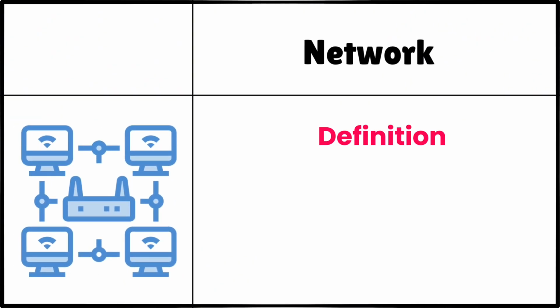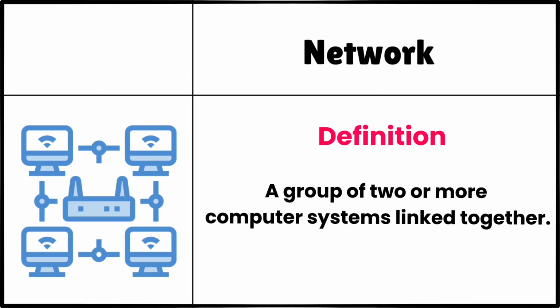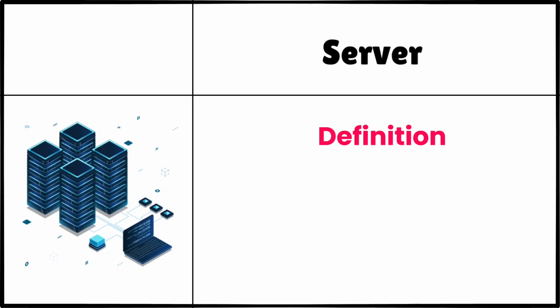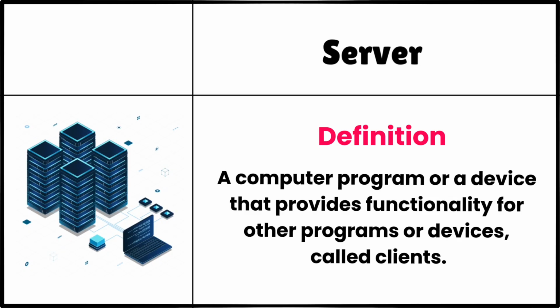Network. Definition: a group of two or more computer systems linked together. Server. Definition: a computer program or a device that provides functionality for other programs or devices, called clients.